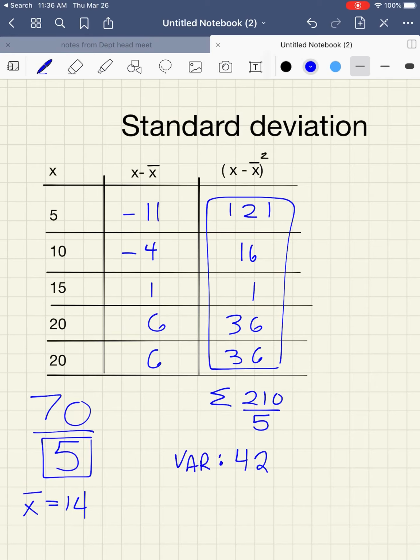And when I take the square root of the variance, I will get my standard deviation, which in this case is 6.481 when rounded to the thousandths place. So that's one problem in terms of finding the standard deviation of a set of values.